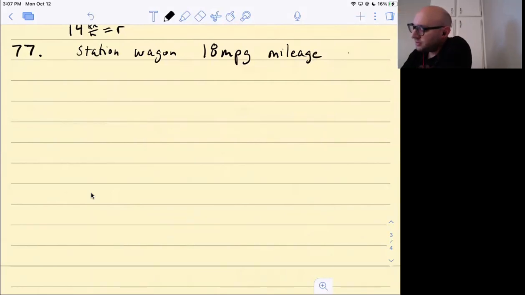In city driving, it's not the most efficient because you're stopping and starting a lot, so that's not the best way to drive if you want to save gas. And 24 miles per gallon in highway driving.